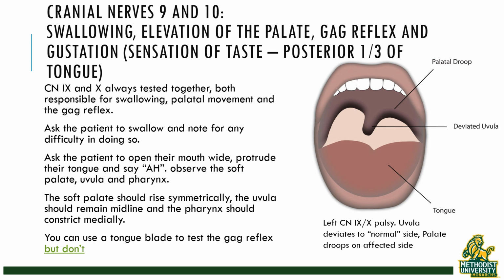We look at cranial nerves 9 and 10 together because they're involved in movement of the soft palate and the gag reflex on swallowing. So it's helpful to just ask the patient if they're having any swallowing difficulties and to have them swallow. Have them then open their mouth wide, stick out their tongue, and say ah as you watch the soft palate and the uvula. And the soft palate should rise symmetrically, and the uvula should remain midline, and you should see constriction of the pharynx in the middle.